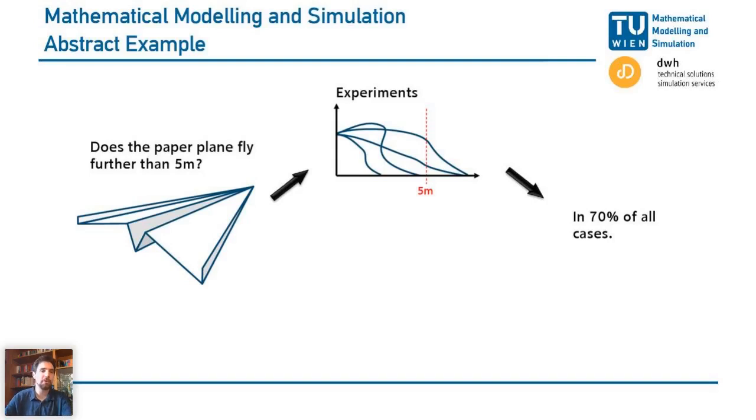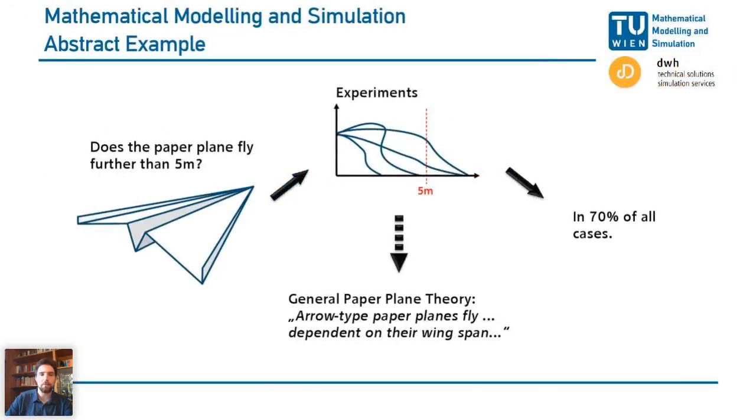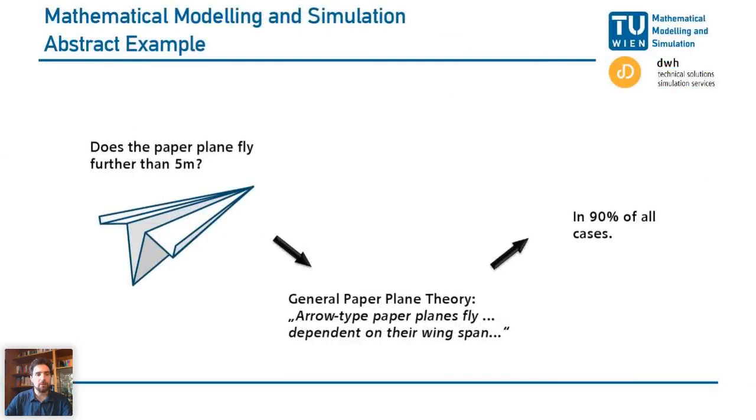Now you have done a couple of experiments, you have done some observations, and you can somehow establish a general paper plane theory. Like you can establish, okay, if I have a paper plane that is this arrow type, then I know that my probability of the paper plane flying further than 5 meters depends somehow on the wingspan or something like that. And you have something like a theory which you can use further on for all of the paper planes with the type of the arrow. Now for this arrow, the wingspan is smaller, so according to your established theory, the probability of it flying further would be higher.